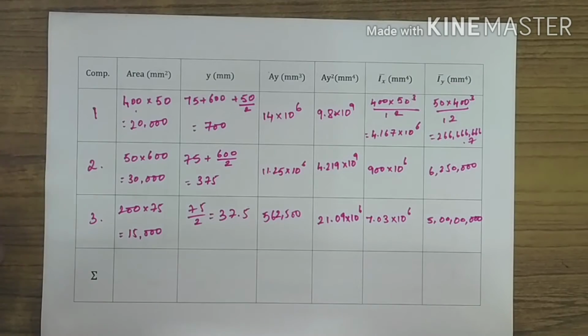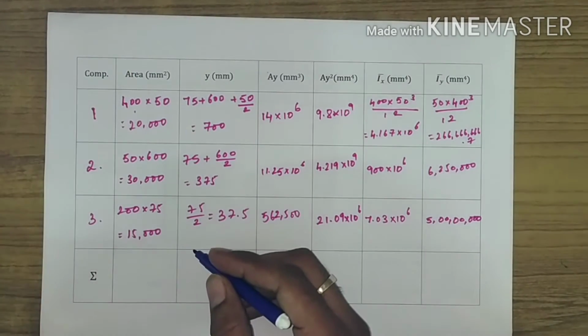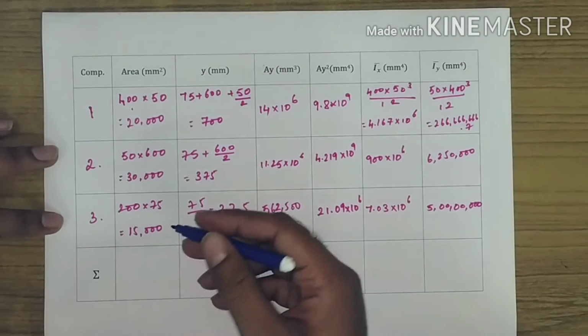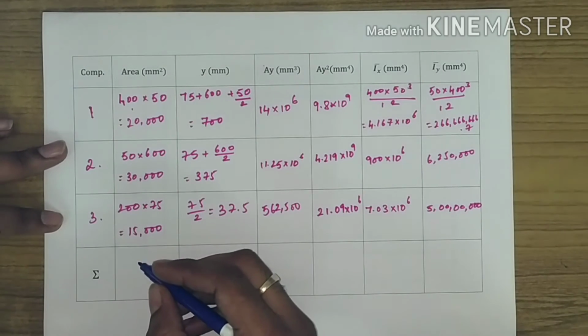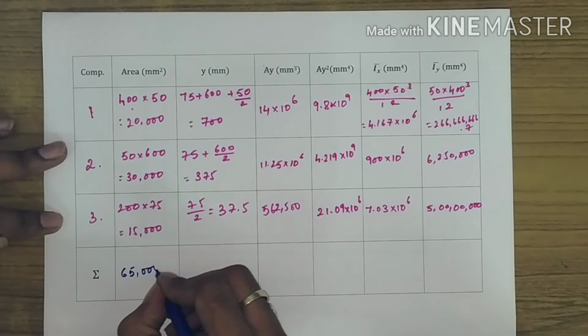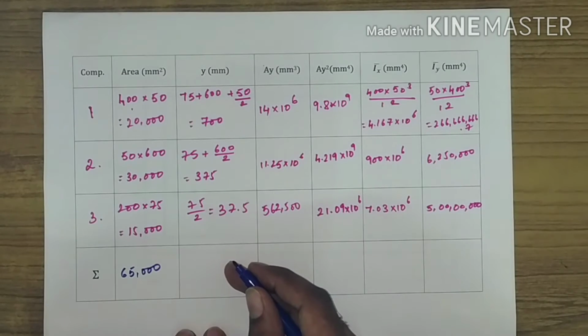Now I have just filled in all the required data here, that is the calculations part. So the next step will be the summations of all the things. Whatever we need in the formula, we have to just sum it out, right? Area, the summation will be 65,000, and the summation of Y is not required for us.